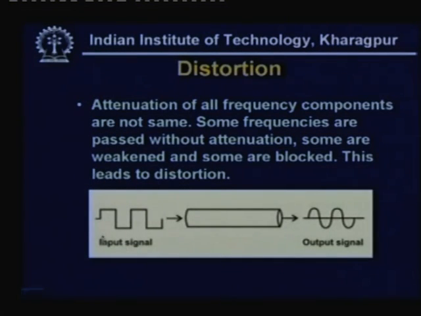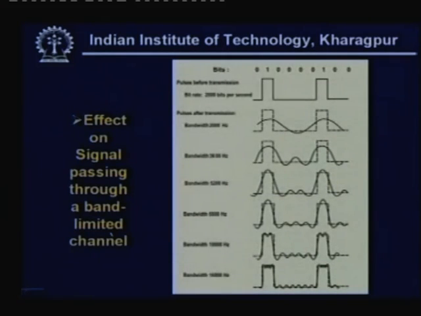For example, this is an input signal, and this is the medium through which the signal is being sent. As it is sent through the medium, at the other end we get an output signal which is much different from the input signal, and this will be decided by the bandwidth of the channel or medium. Let me take an example and explain the effect of a signal passing through a band limited channel.